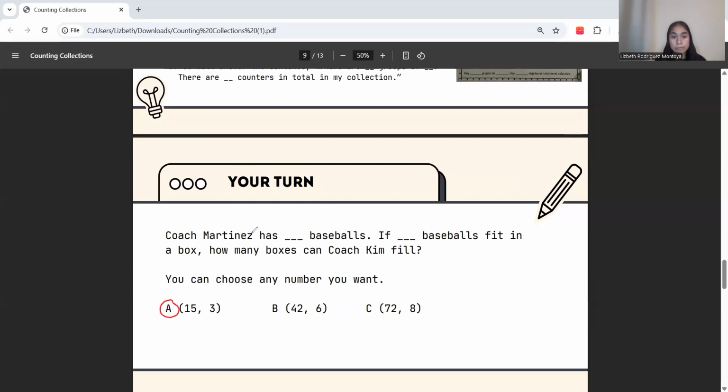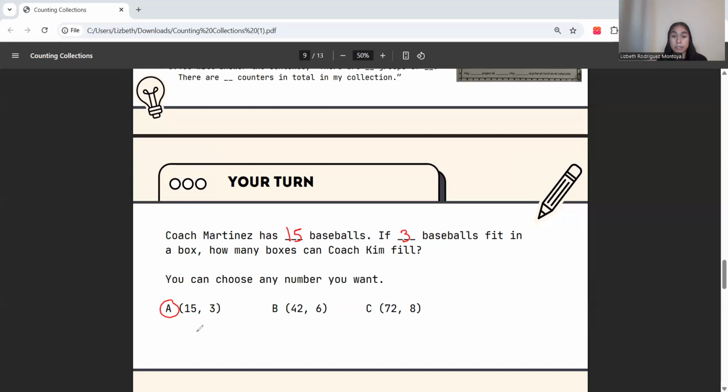So Coach Martinez has 15 baseballs. If 3 baseballs fit in a box, how many boxes can Coach Kim fill? Okay, so I know there are 15 baseballs and 3 baseballs fit in each box. So my strategy would be maybe division, and I would be grouping them because I know the total amount of baseballs, which is 15.